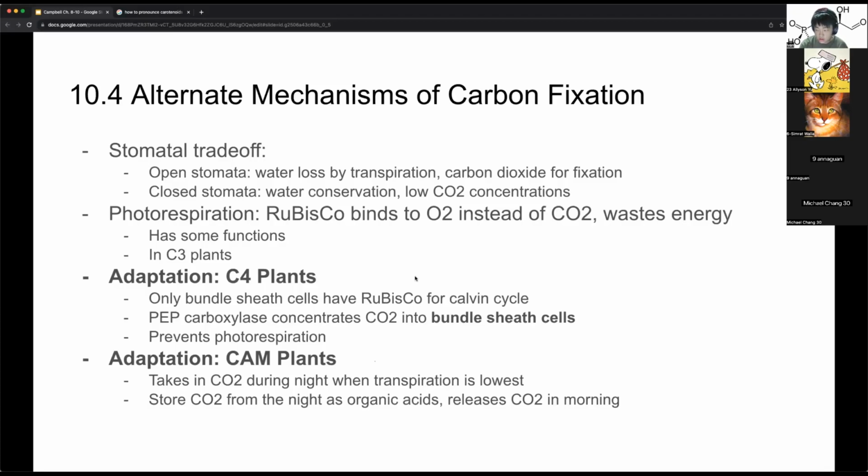So there's an extra zone because C4 plants live in environments that are often harsh and hot, without enough water, etc. So they need this extra layer of protection and complexity in order to save water, but also generate energy during the day. And CAM plants take in CO2 during the night, and they store CO2 at night as organic acids, and release it in the morning. So they can continue going through the Calvin cycle during the morning when their stomata are closed.